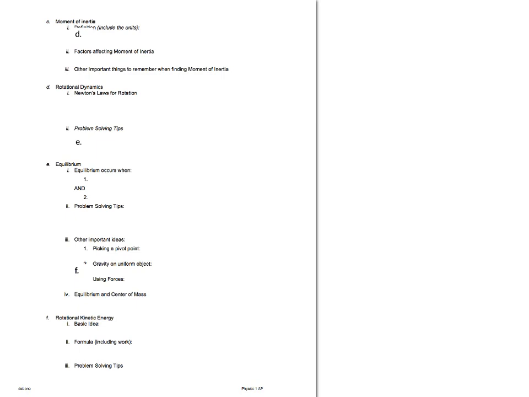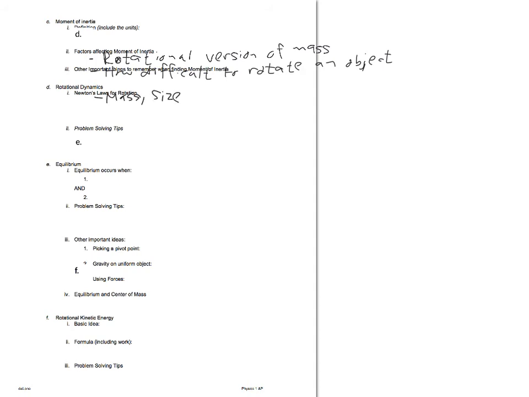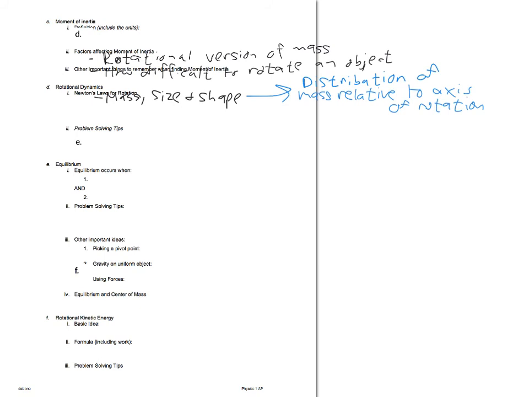Next thing up in our rotational unit was the moment of inertia. The easiest way to describe that is it's simply the rotational version of mass. Another way of thinking about it is it describes how difficult it is to rotate an object. All right, so what things affect the moment of inertia? Well, the mass absolutely does, as does the size and shape of the object. But the real key, the thing that really matters, is the distribution of the mass relative to the axis of rotation. So the more mass we have further away from this, the greater the moment of inertia.